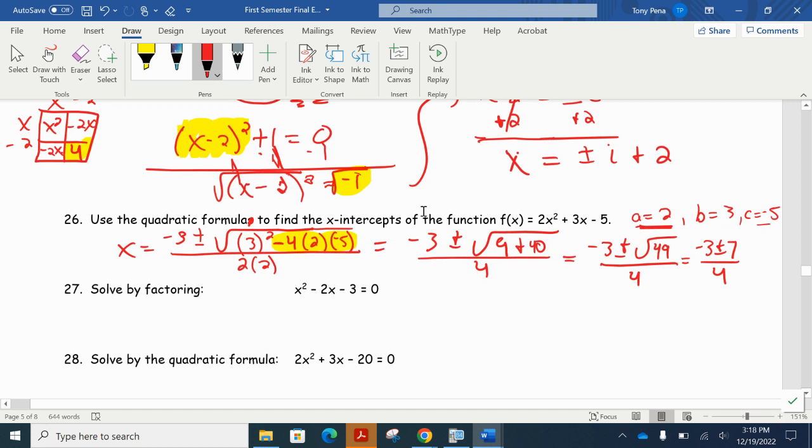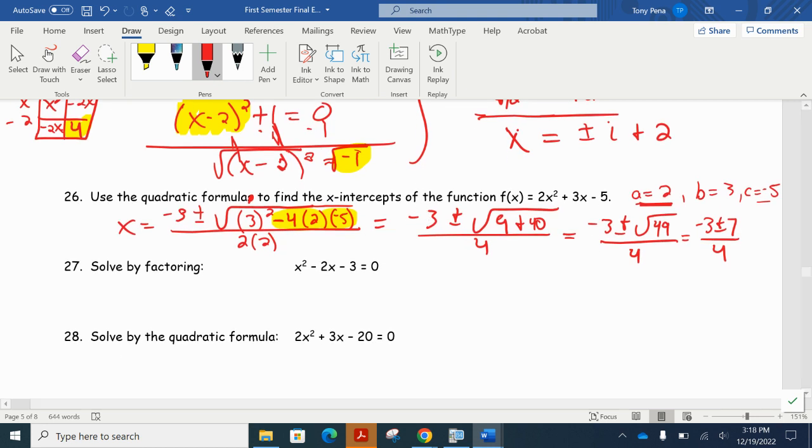We'll have more room for this. And then we now go ahead and get these two answers. So one answer, I'm going to do the negative 3 plus 7 over 4. The other answer, I'm going to do a negative 3 minus 7 over 4. All right, so we get our two answers.